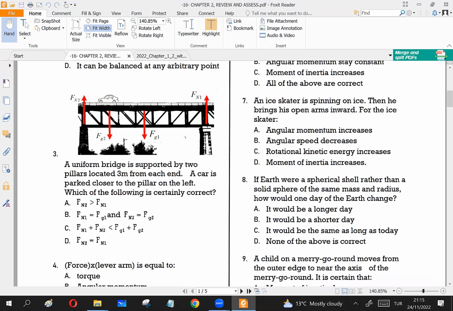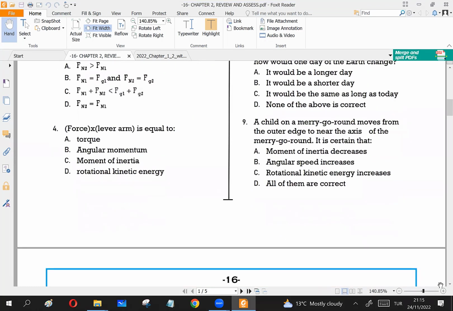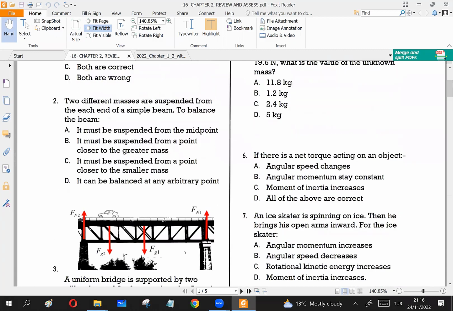And next one is question number 4. Force times lever arm is equal to torque, the definition of torque. Everyone knows, I think, that force times lever arm is torque.